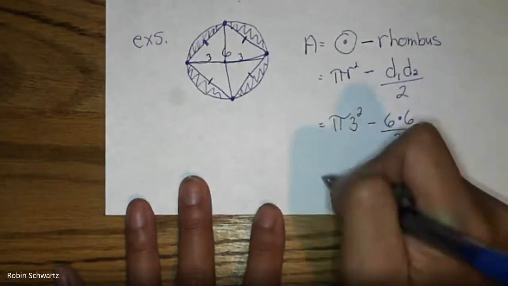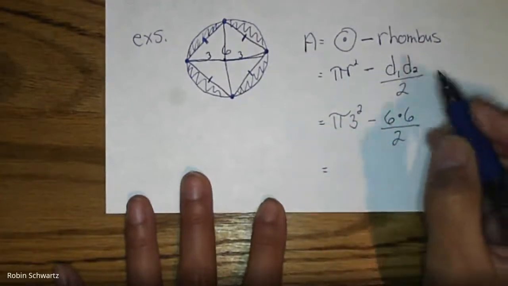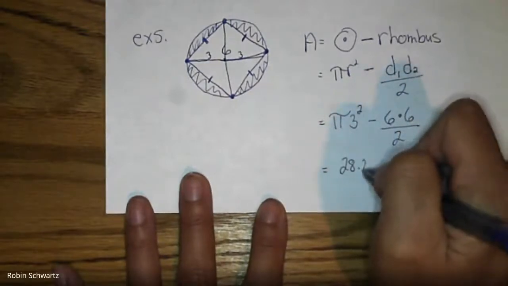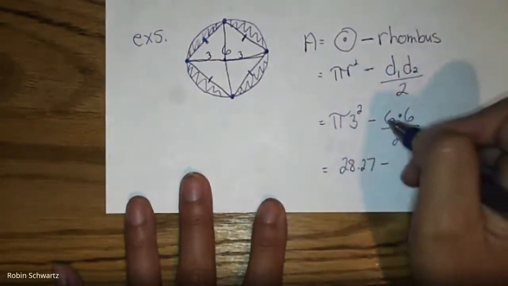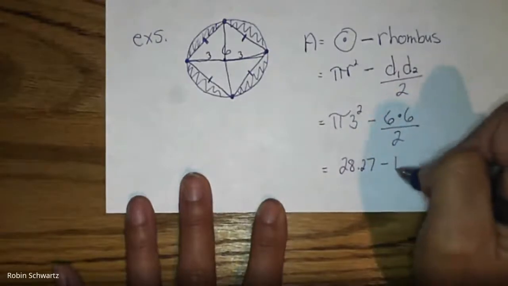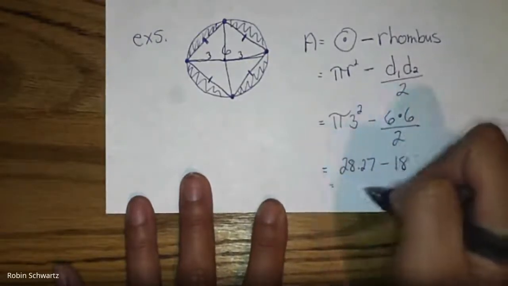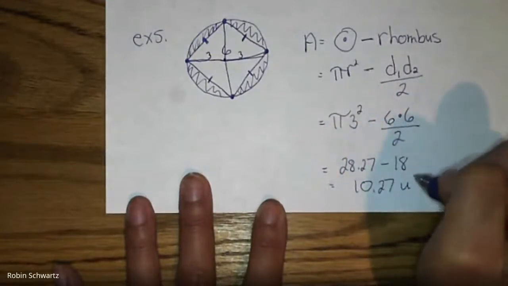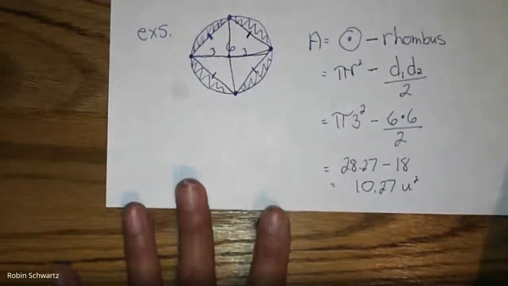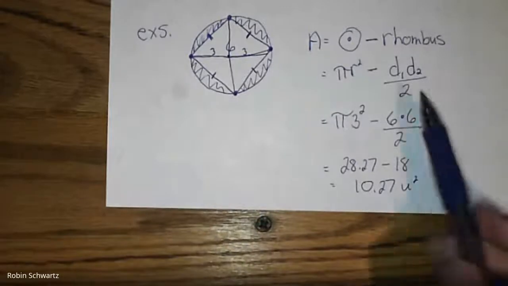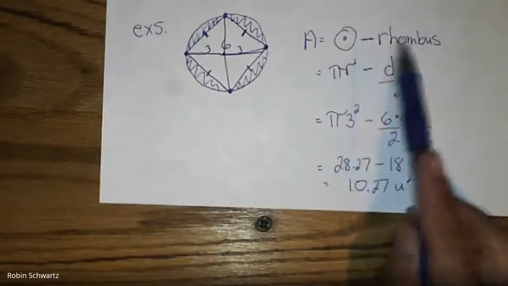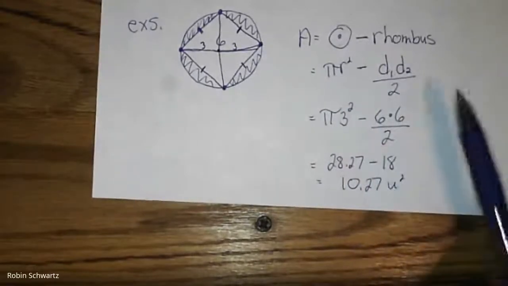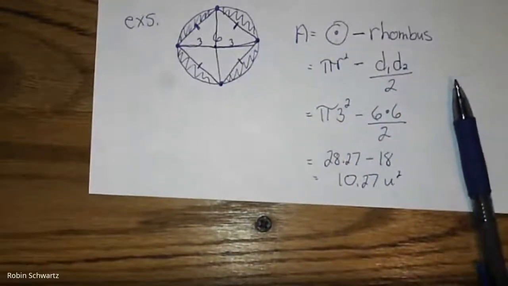That's pretty simple. So we've got 9 times pi is 28.27. 36 cut in half is 18. Final area, 10.27 square units. So that finishes that. On the homework, I do want to see the plan with words, the formulas, then your numbers. So you will be showing work. And that is all.